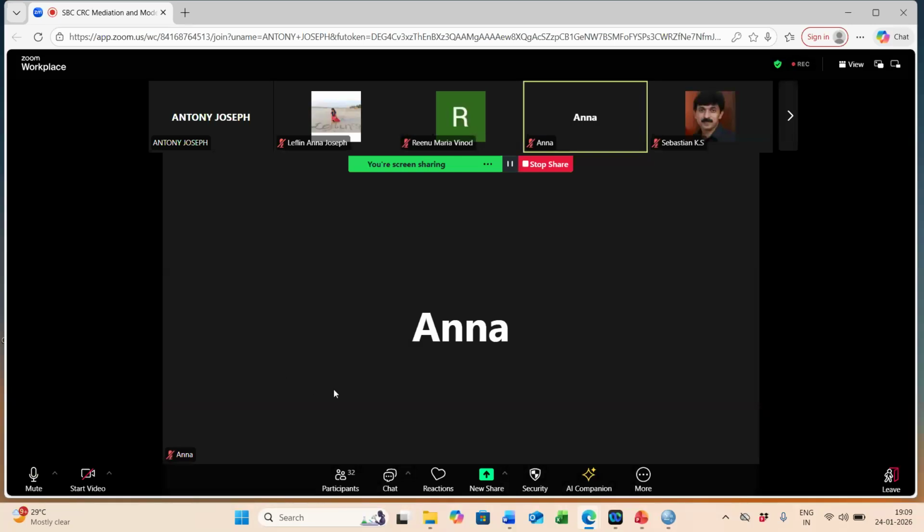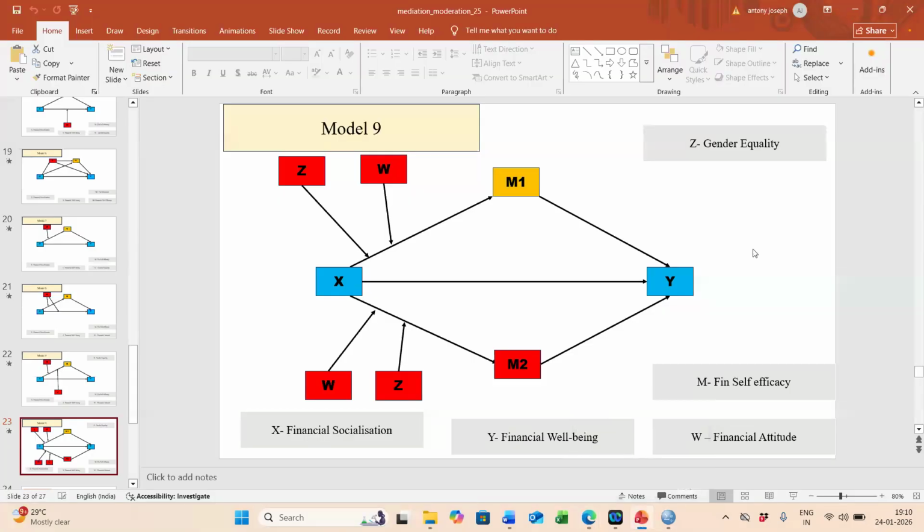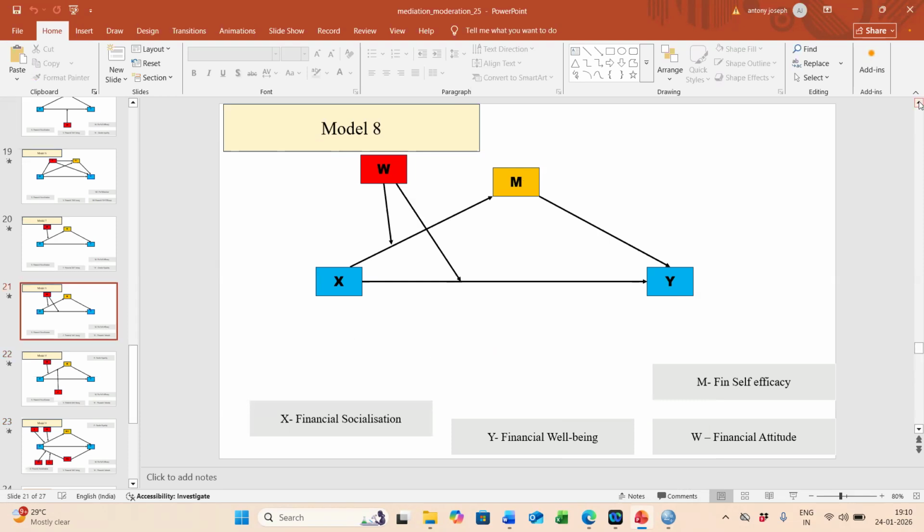Okay. I hope we have discussed up to model number 8 yesterday. Model number 7, sir. Okay, so we have to discuss from model number 8. So here is model number 8. I hope you can see this. Yes, sir.